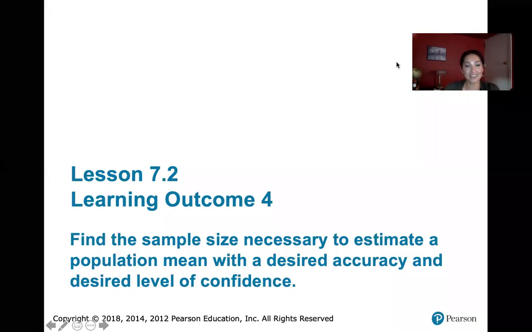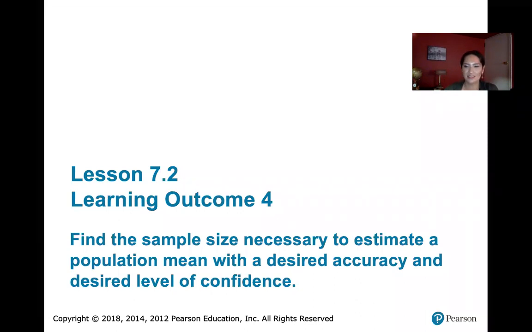In this video, we discuss learning outcome number 4 of lesson 7.2. Here we discuss how to find the sample size necessary to estimate a population mean to a desired degree of accuracy and with a desired level of confidence.